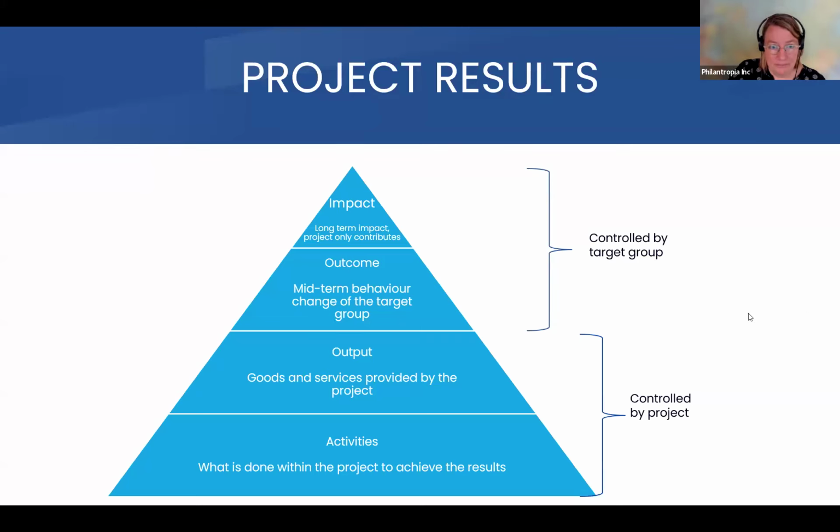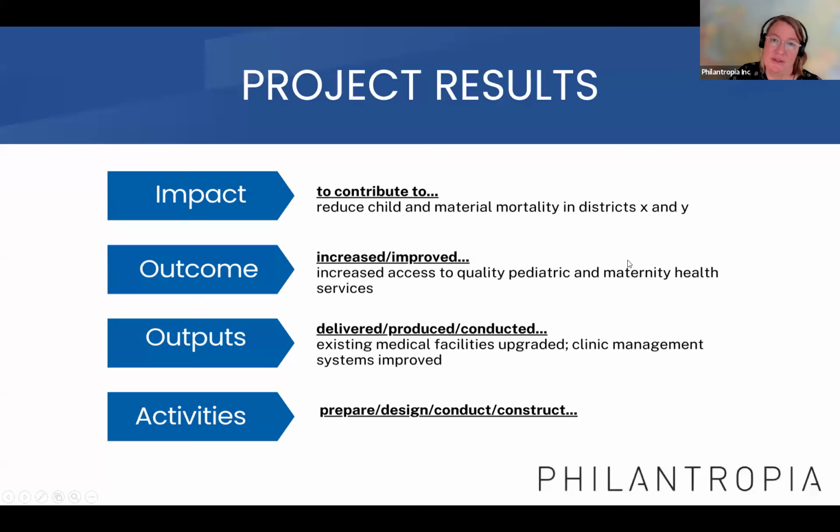Yeah, so to describe these different categories, there are some buzzwords that you can use and keep reusing. So when you describe activities, you would use verbs like we prepare, design, conduct, construct, because those are the things that you do within your project. When you describe outputs, you would use words like delivered, produced, conducted, because those are things that you did within your project, that happened.